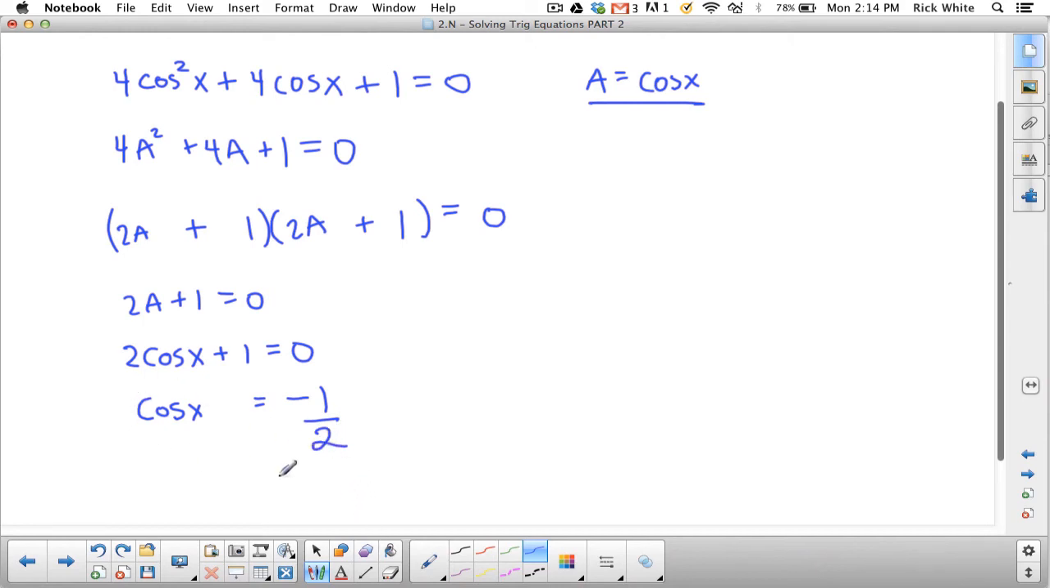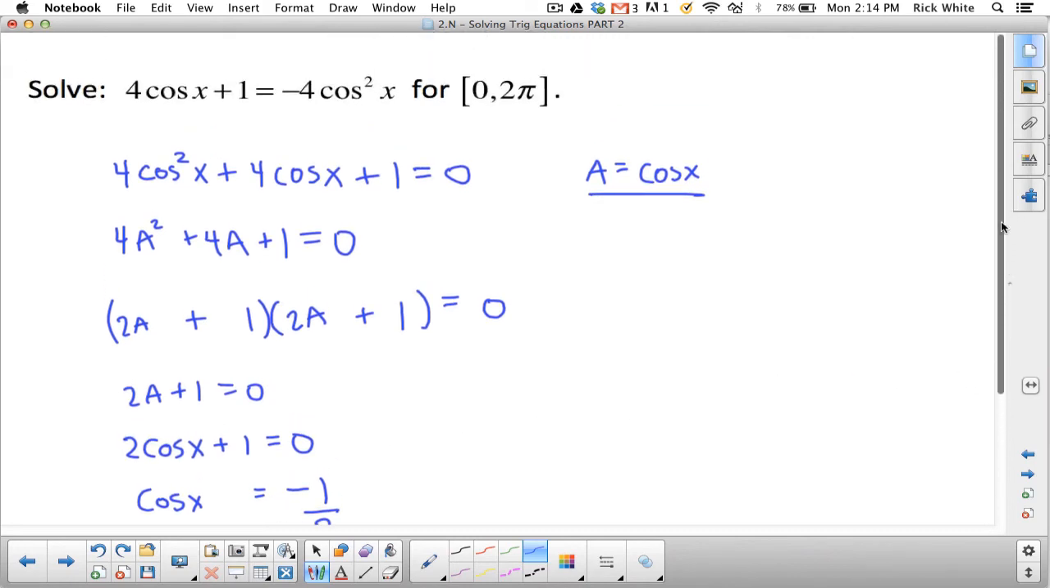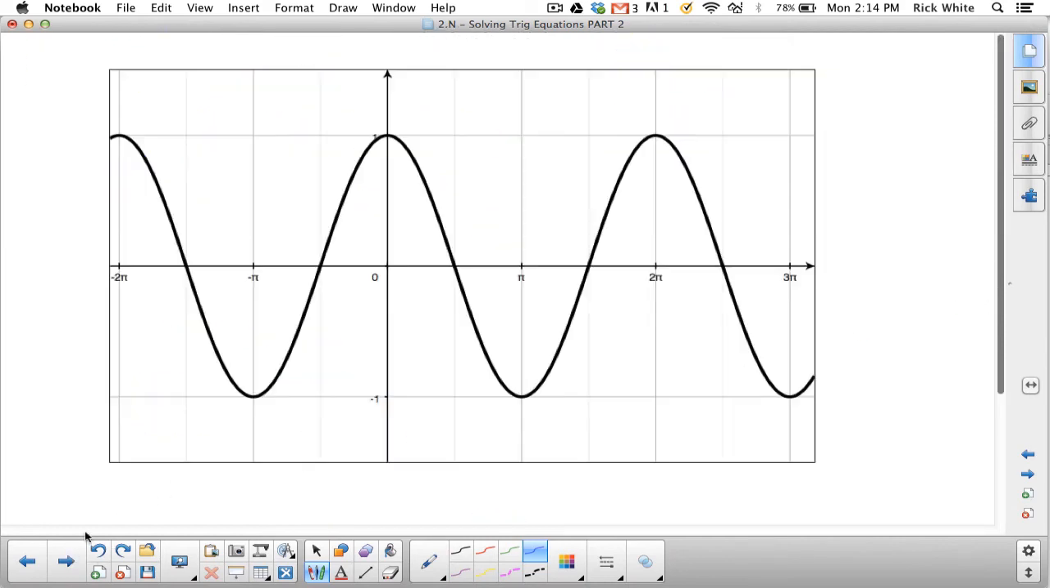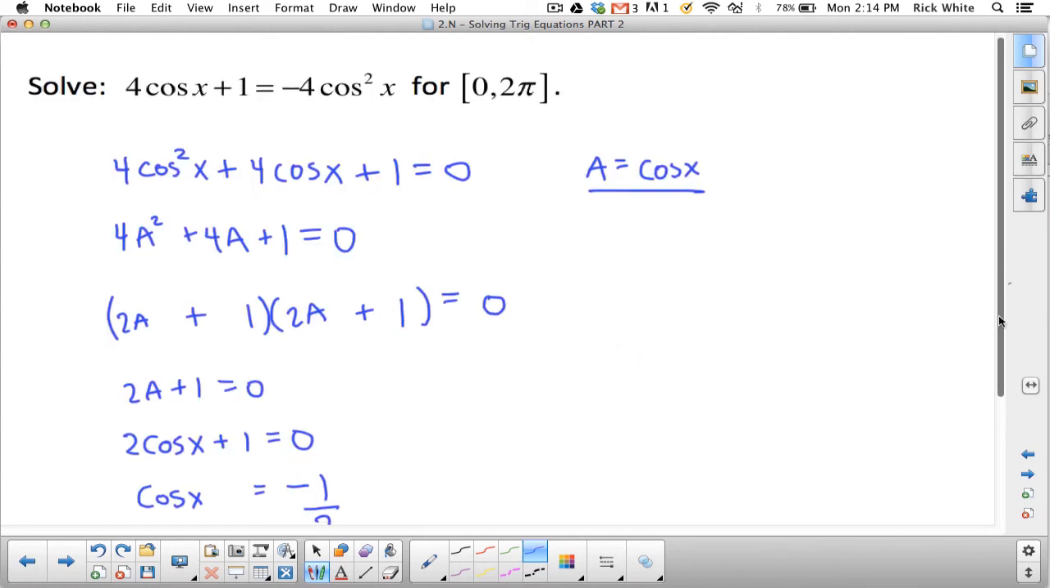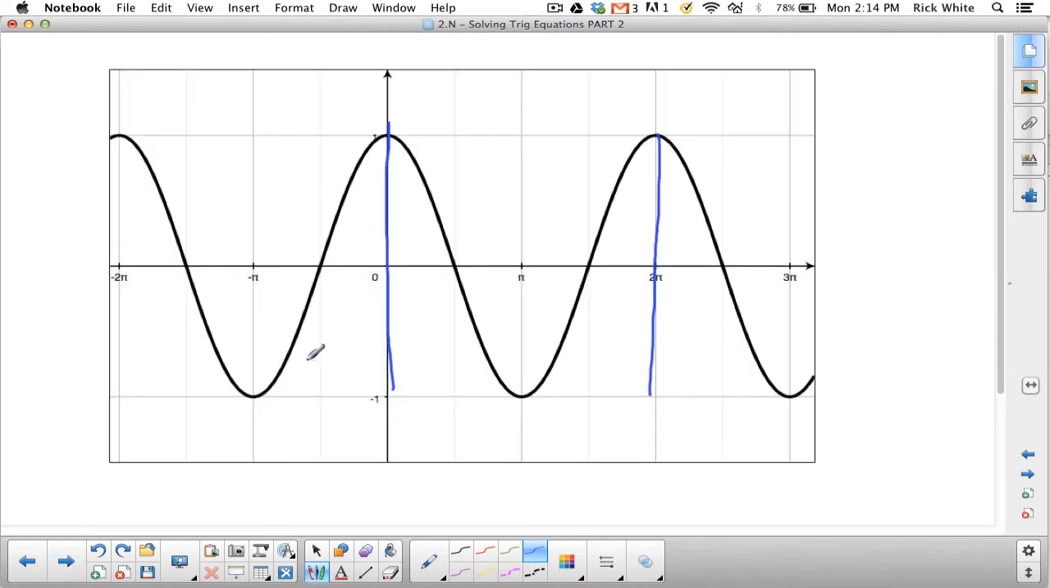All right, so now let's go figure out how many solutions I'm going to get. Let's look back at our domain, 0 to 2 pi. So here's my window, 0 to 2 pi. And I have, what was it again? Negative 1/2. Okay, negative 1/2. So let's just graph that. It's about right there. Y is equal to negative 1/2. How many solutions am I going to get? Looks like 2. 1, 2.